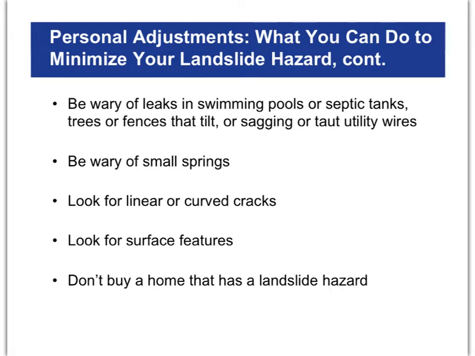Okay, some of these things are kind of common sense. I'm going to go through them pretty quickly. If your swimming pool or septic tank is sagging or leaking, first of all, you may want to just fix your swimming pool. But secondly, it could be an indication that if you're on or near a hillside, that hillside could be moving. Any small springs, where water is coming out of the ground where it wasn't previously, could mean there's some sort of crack underground caused by slow mass movement.